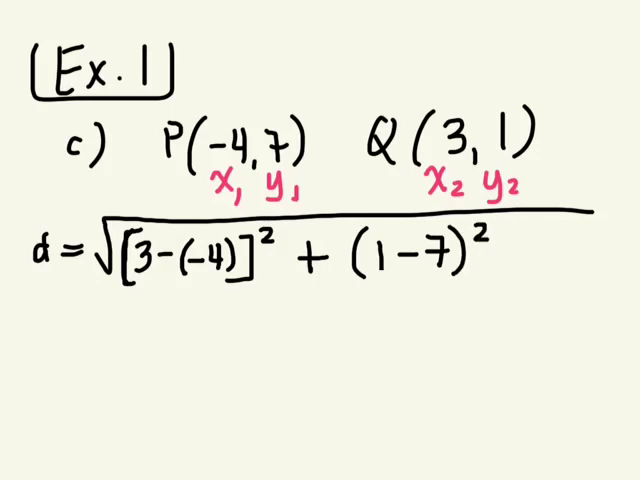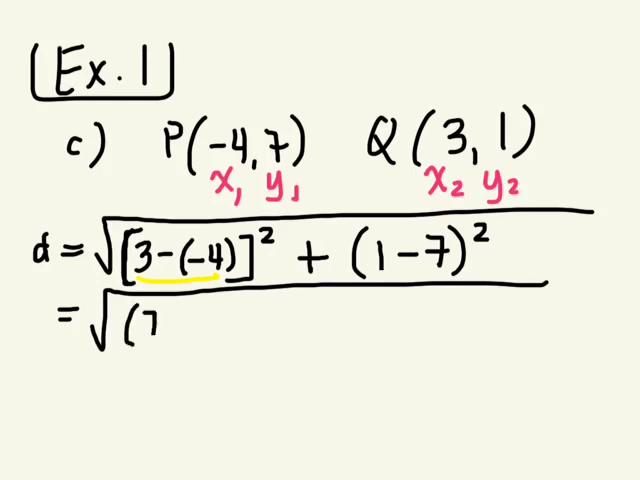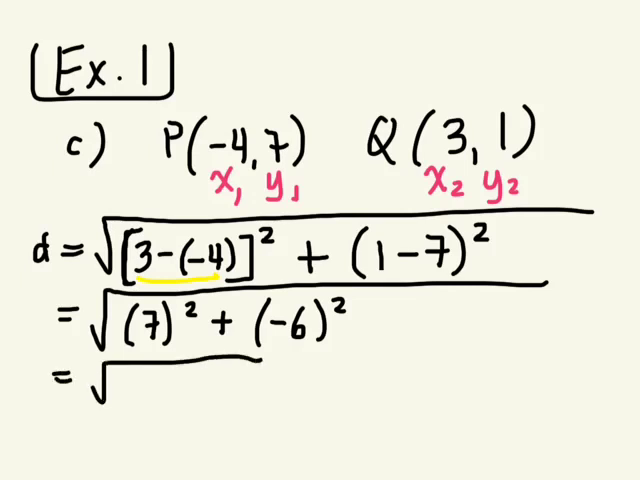Follow BEDMAS. We have to solve what's in our brackets first. What's 3 take away -4? 7. 7 squared plus, what's 1 take away 7? -6 squared. What's 7 squared? 49. Plus, what's -6 squared? +36.